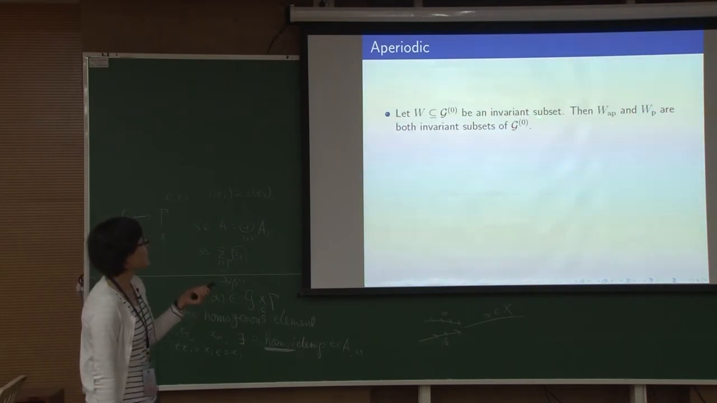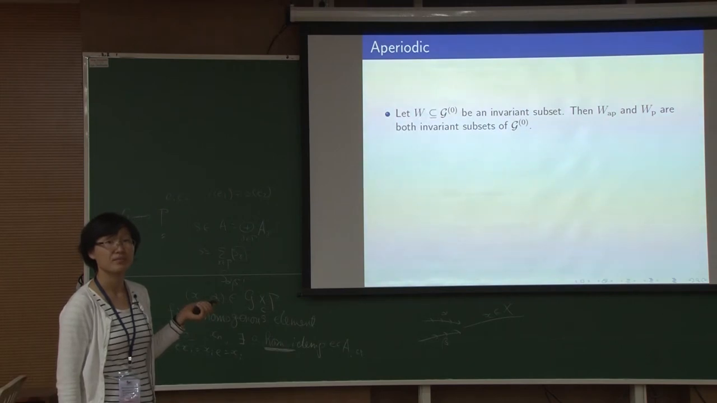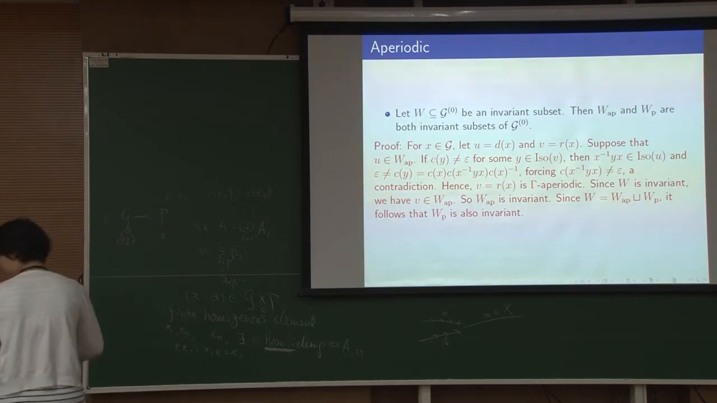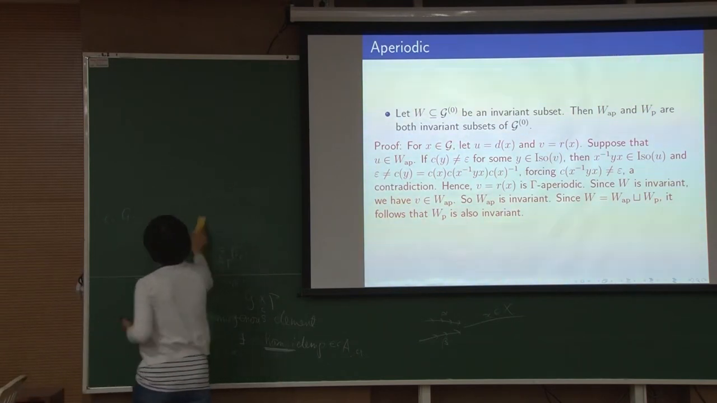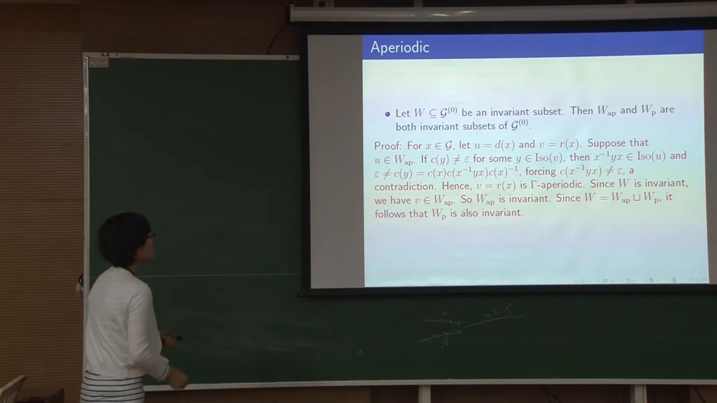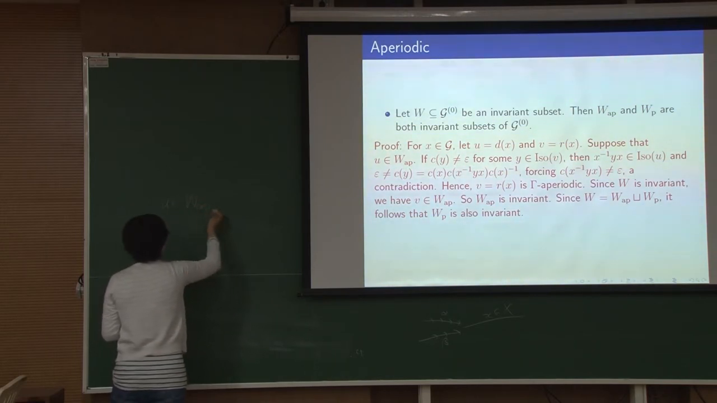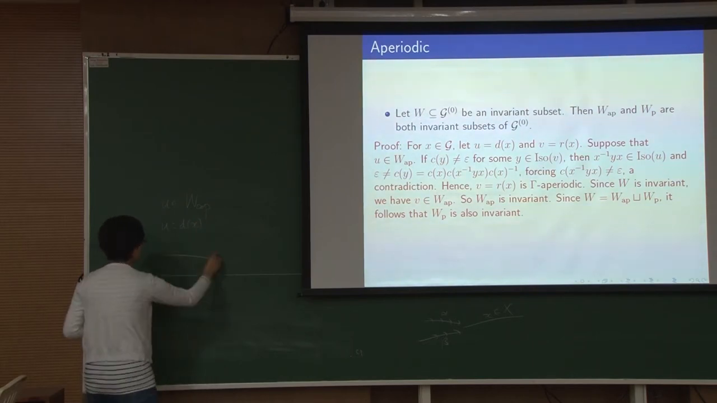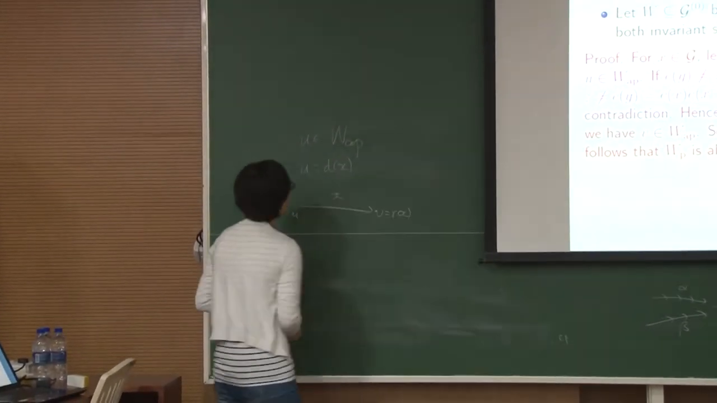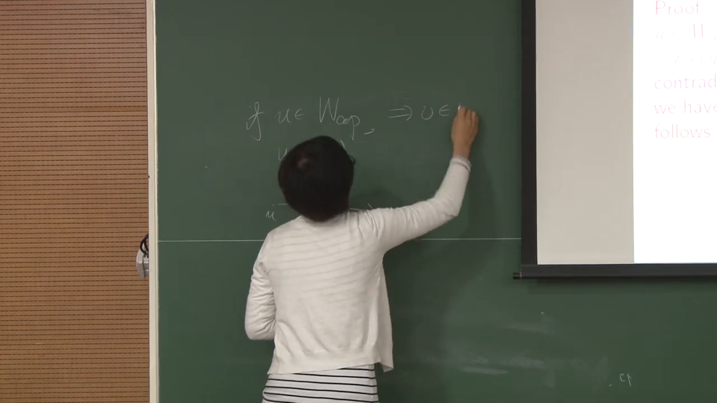In fact, for any invariant subset W, these two parts are both invariant subsets of G0. Let's have a proof of this. So we suppose that we have a U in WAP, and U is the domain of an element X. So this is U, and this is the range. We denote the range by V. So we need to prove that if U is in WAP, then V should be in WAP.